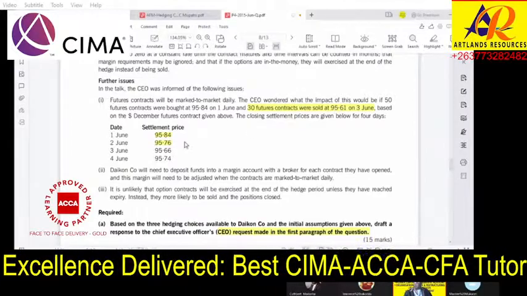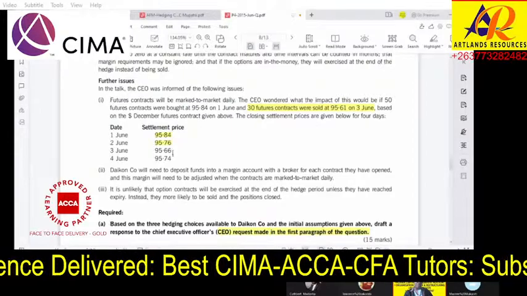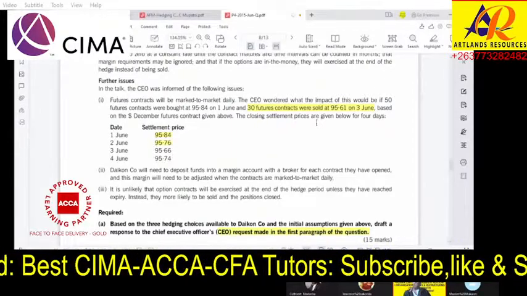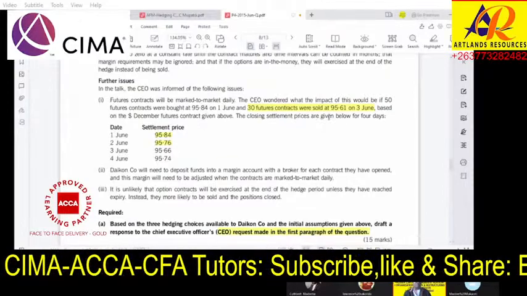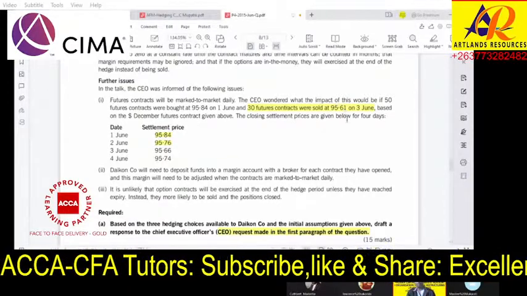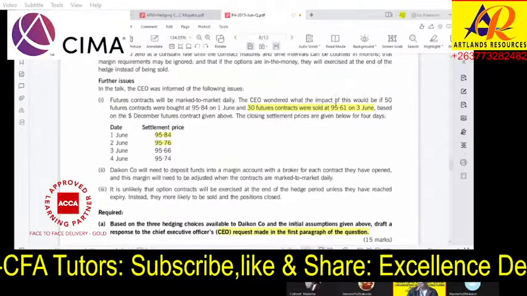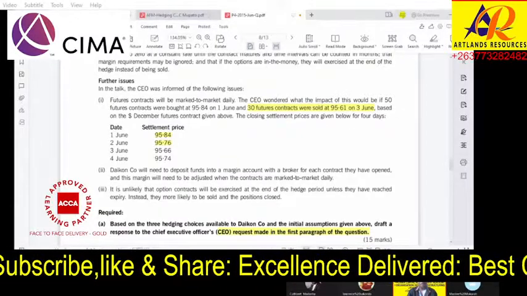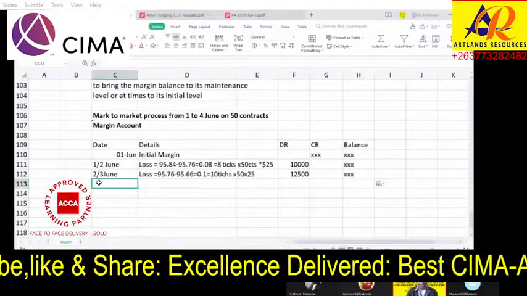So it's another loss. Their price is 95.66, but you said, well, I can't continue with these contracts tomorrow. Let me sell them. But because they have been making losses, they are not attractive. So you discount to 95.61. So this is what Daikon does. It then discounts to 95.61.